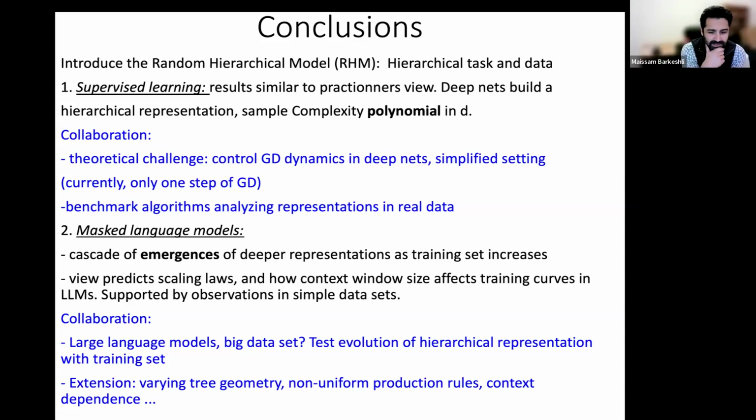Yeah, thanks for the great talk. You mentioned that shallow ones had this exponential complexity, and then deeper ones had this polynomial complexity. Yes. That in the context of this one step of gradient descent? No. So I have to say I think that's kind of remarkable.